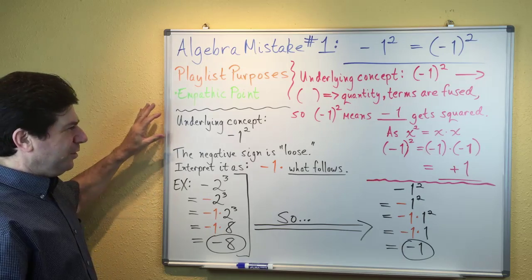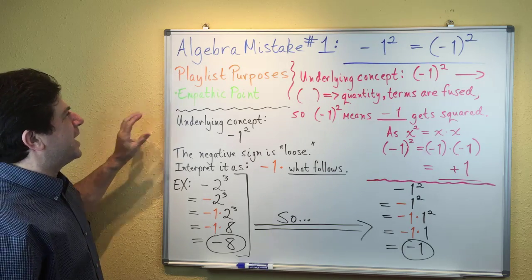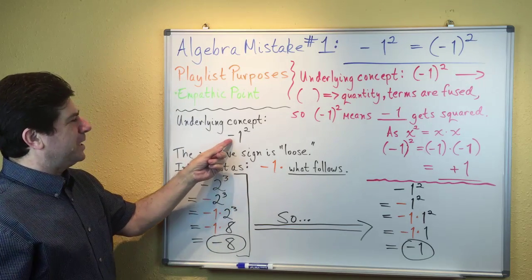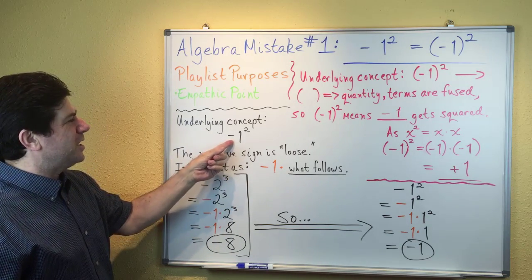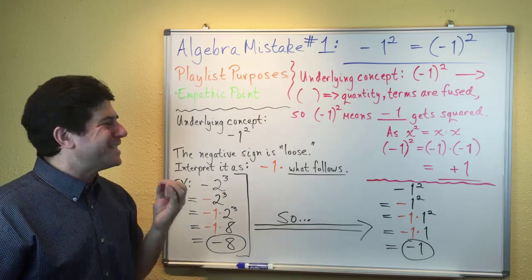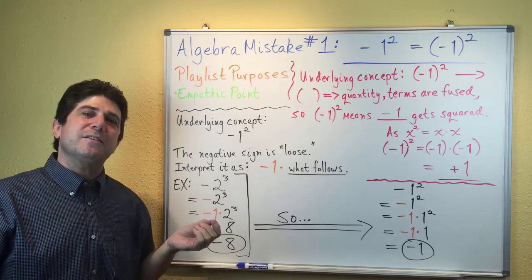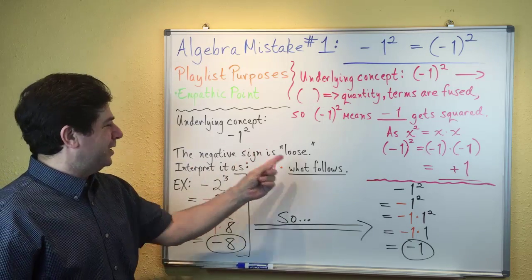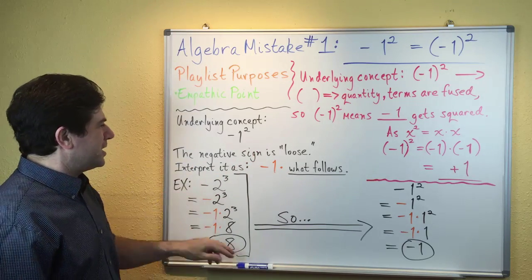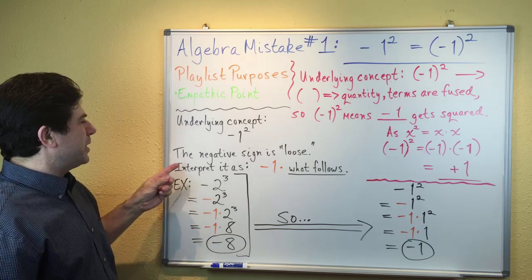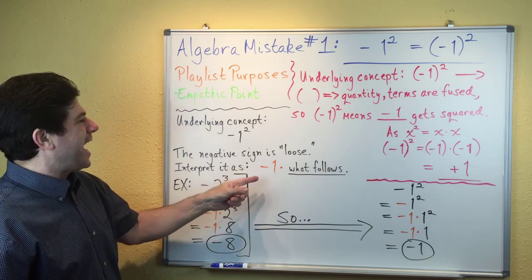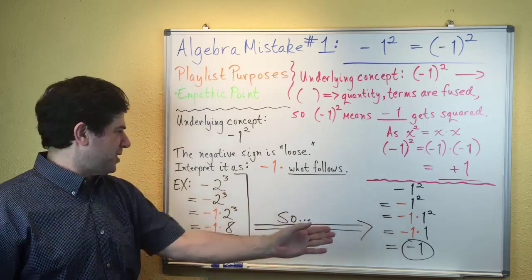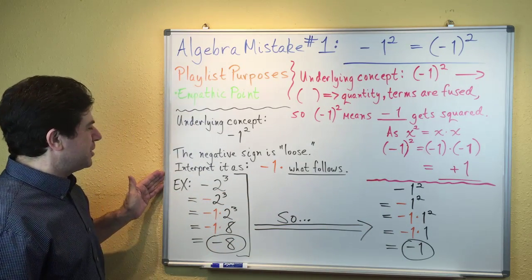Now, the underlying concept here is that in this situation, because we have no parentheses, the negative sign here is not contained. Nothing is containing it. So I like to say the negative sign is loose. Okay? And when the negative sign is loose, we have to interpret it in a special way. What we do is we interpret that negative sign as negative 1 times whatever follows the negative sign. Here's a nice example that shows how that works.